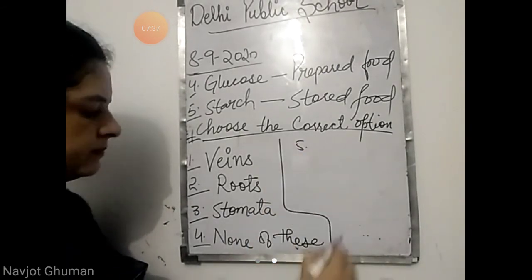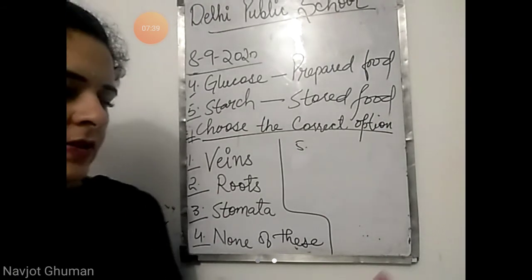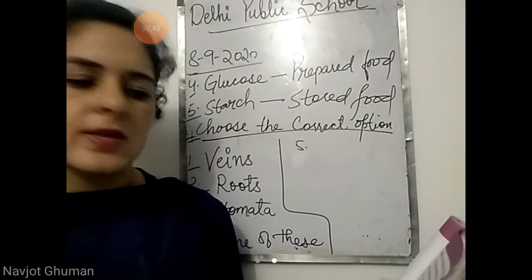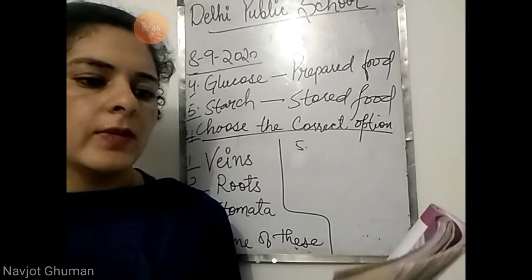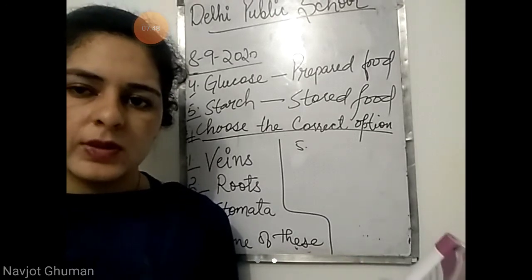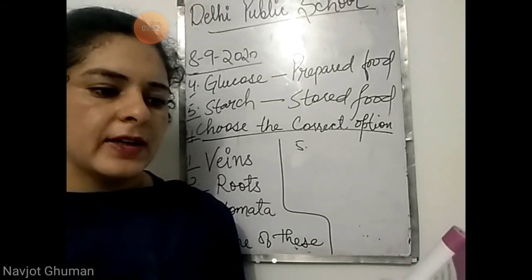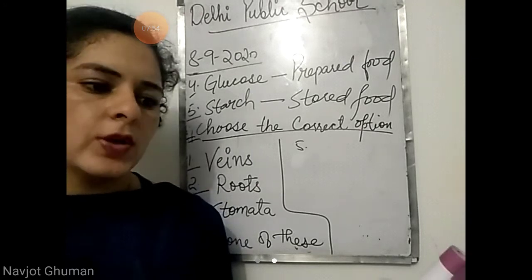Fifth answer, which of these is not true about photosynthesis? Food prepared is in the form of sugar, right, because it is prepared in the form of glucose, that is sugar. Food prepared is in the form of starch, it is false.